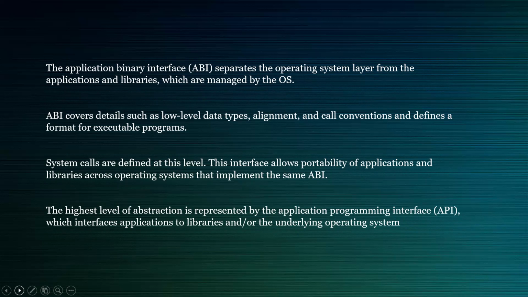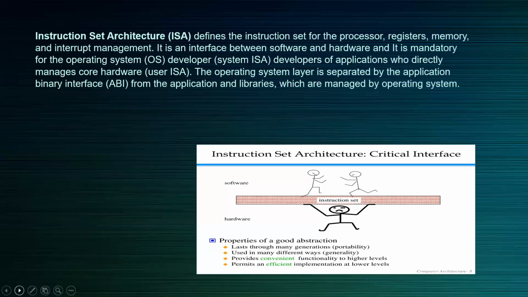The highest level of abstraction is represented by the application programming interface, which interfaces applications to libraries and the underlying operating system. Here you can see the instruction set architecture. It acts as an abstraction and hides all the implementation details of the model. It defines the instruction set for the processor, registers, memory, and interrupt management. It is an interface between software and hardware, and it is mandatory for operating system developers and application developers who directly manage the core hardware.